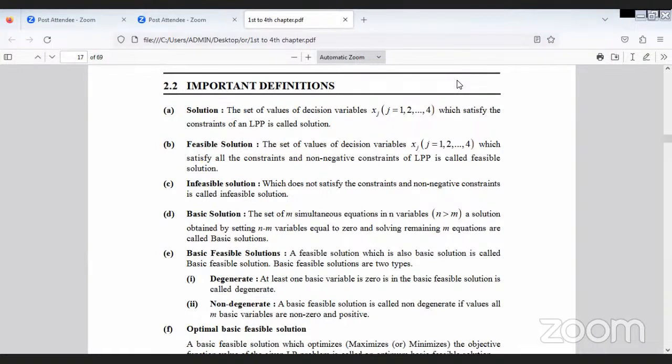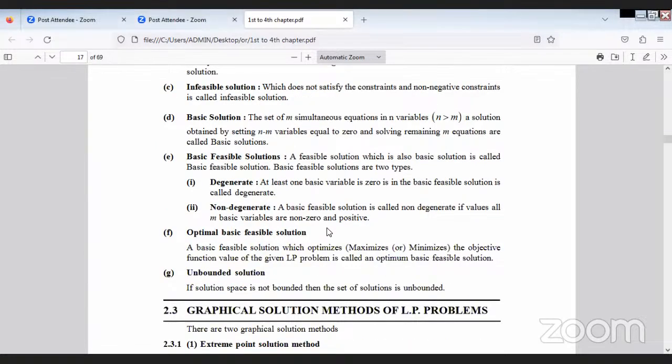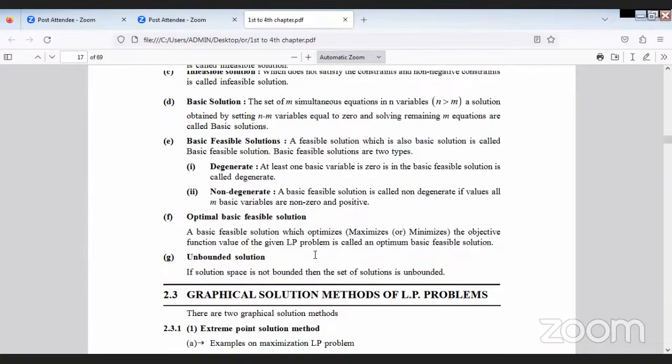So if at least one basic variable is 0, the basic feasible solution is called degenerate. A basic feasible solution is called non-degenerate if the values of the m basic variables are non-zero and positive. Optimal basic feasible solution: the basic feasible solution which optimizes, that is maximizes or minimizes, the objective function value of the given LP problem is called the optimum basic feasible solution. Unbounded solution: if the solution space is not bounded, then the solution is unbounded.